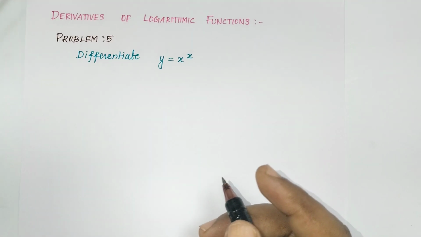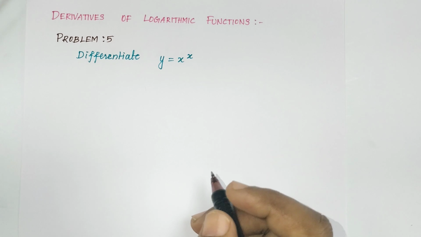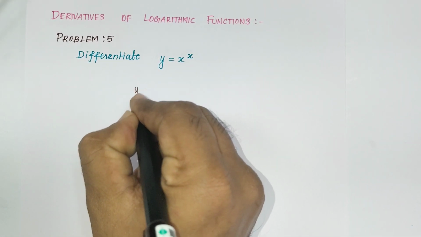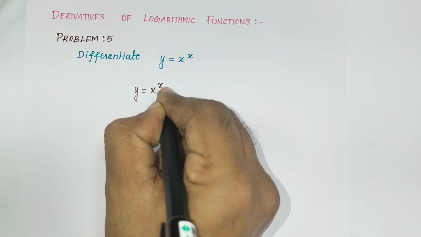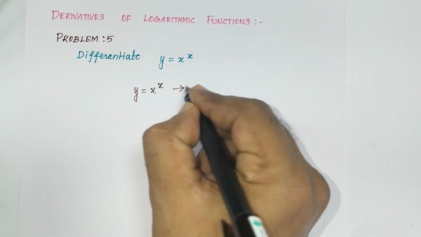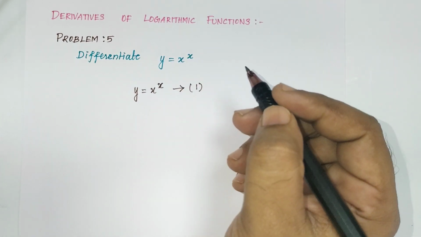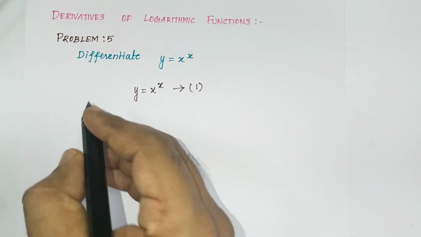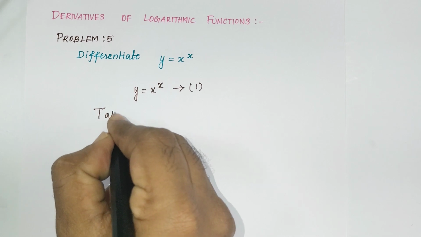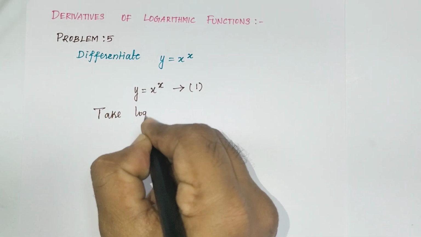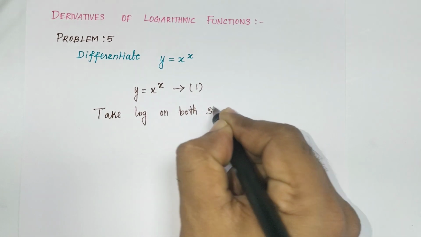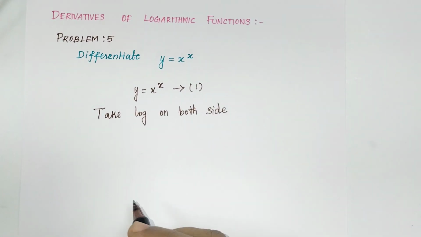So next one, derivatives of logarithmic function. Here, for example, y equal to x power x is our given equation. Here we cannot differentiate directly. So I am going to take log on both sides, then only we can differentiate this term. So that's called the logarithmic function model.